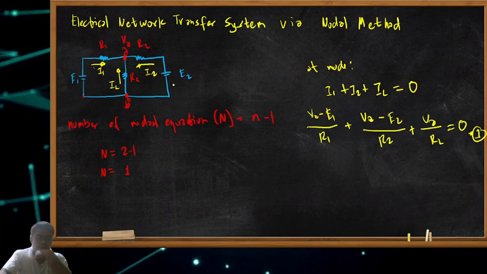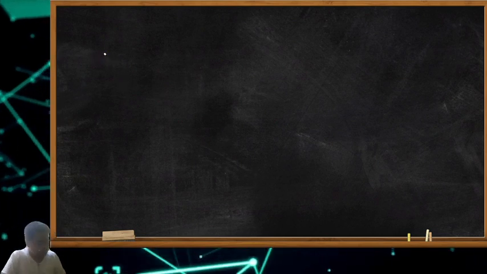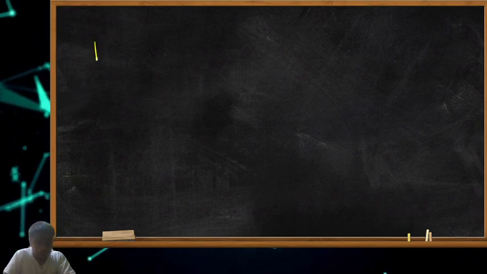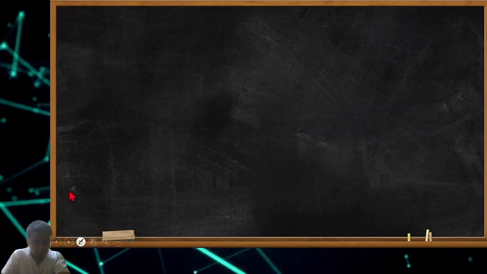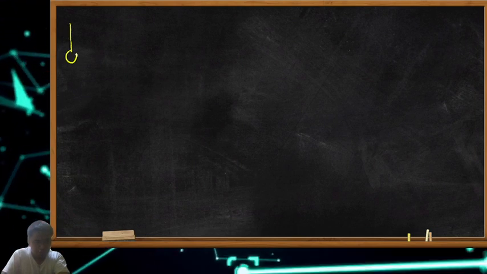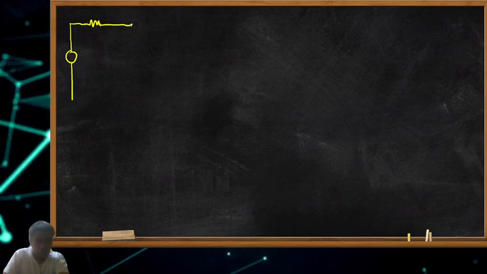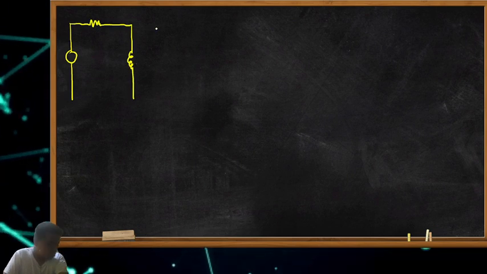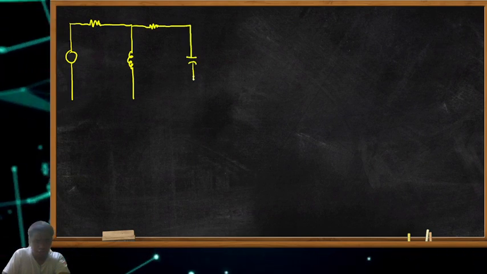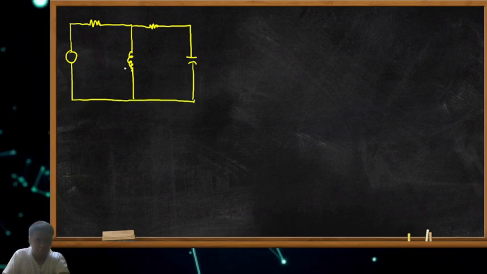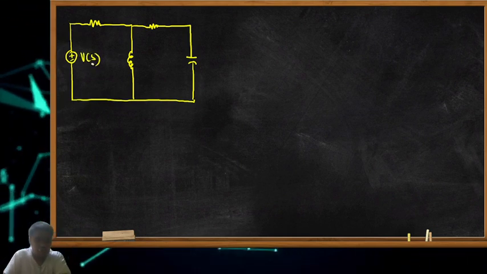Now, applying that knowledge in getting the transfer function of an electrical network, for example we have this electrical network here. We have a voltage source, which we will put over here. Then we have a resistance, then an inductor, then another resistance, then a capacitor. This will be our voltage source, plus minus, a DC source, V of S, in terms of S.